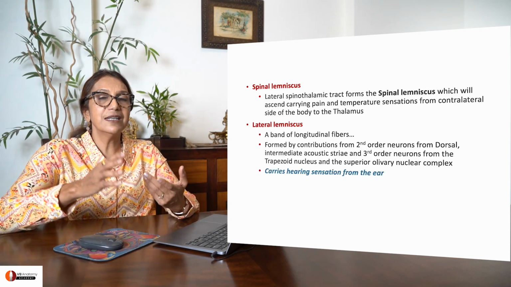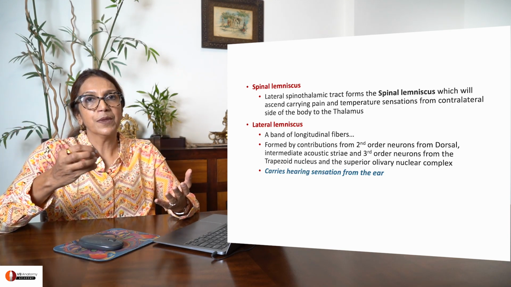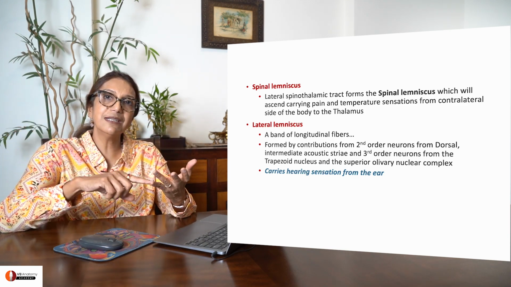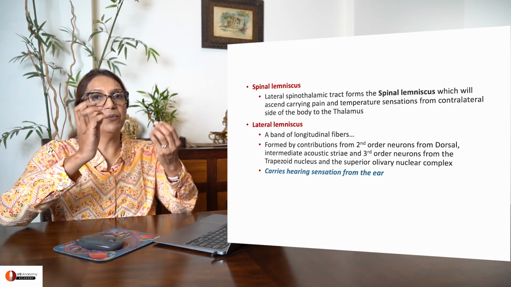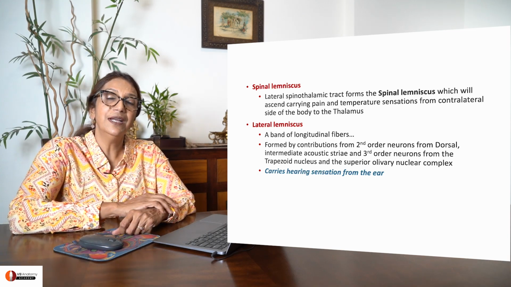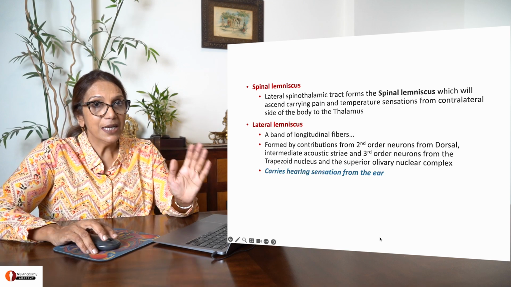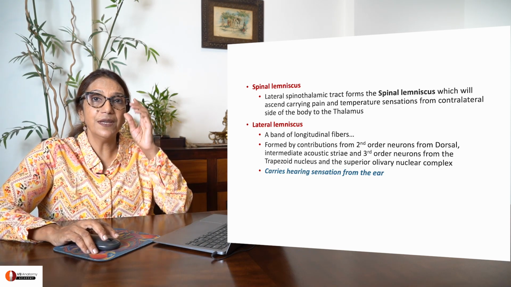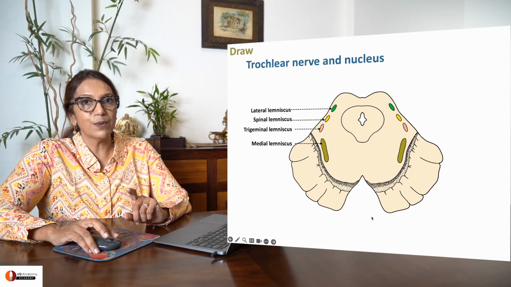Lateral lemniscus consists of fibers which are carrying hearing from the cochlear nuclei. So from cochlear nuclei, dorsal, intermediate and ventral acoustic striae begin to ascend upwards in the ipsilateral and especially contralateral lateral lemniscus. Okay, so lateral lemniscus here is carrying sensation of hearing. So let's take a look at this lemniscal band and revise once again.